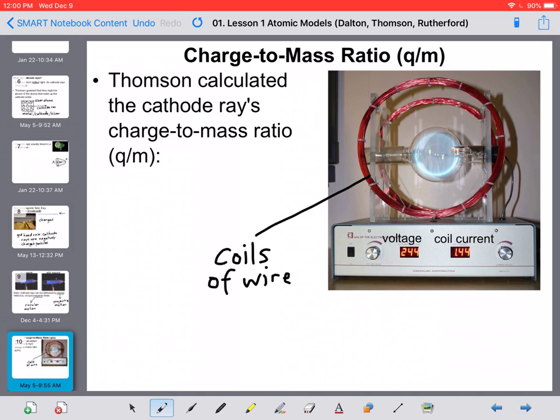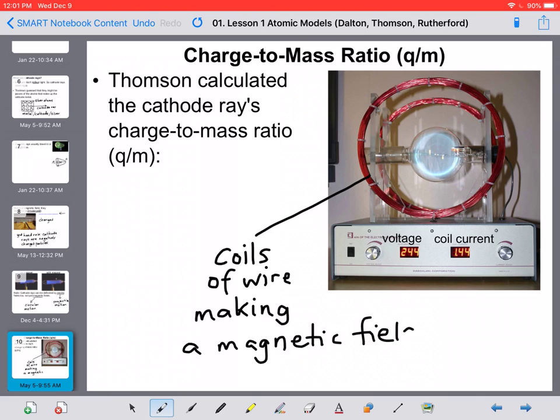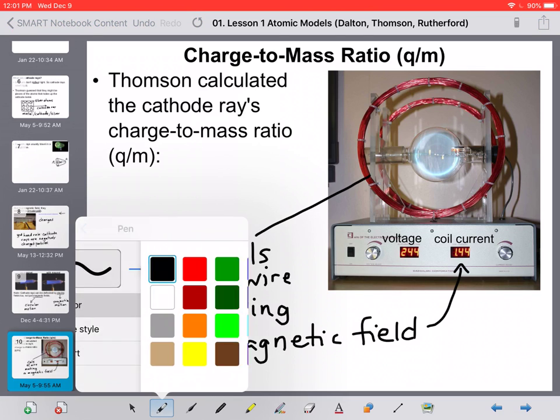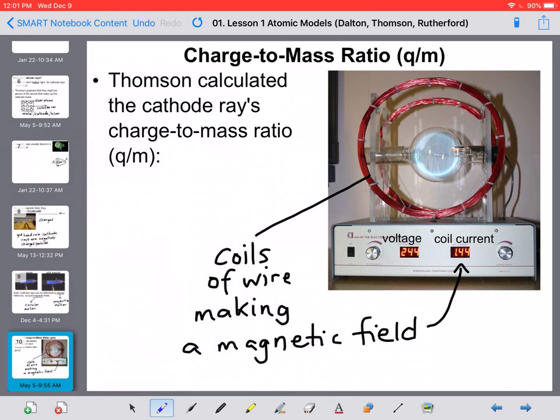What happens is when you run a current through the coils of wire, they make a magnetic field. So I'm going to say here, this is coils of wire making a magnetic field. And you can control the strength of that magnetic field right here by adjusting the amount of current flowing through the coil. Okay, and then what we have here is a glass tube, and inside the glass tube we see a circle. That's the cathode ray.